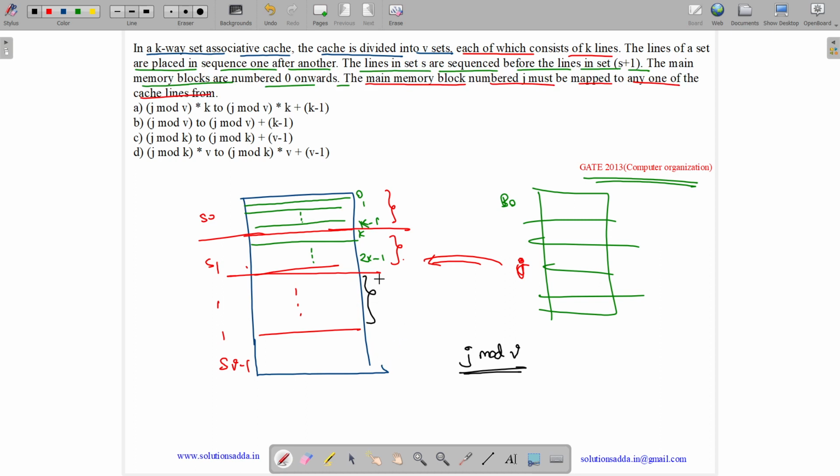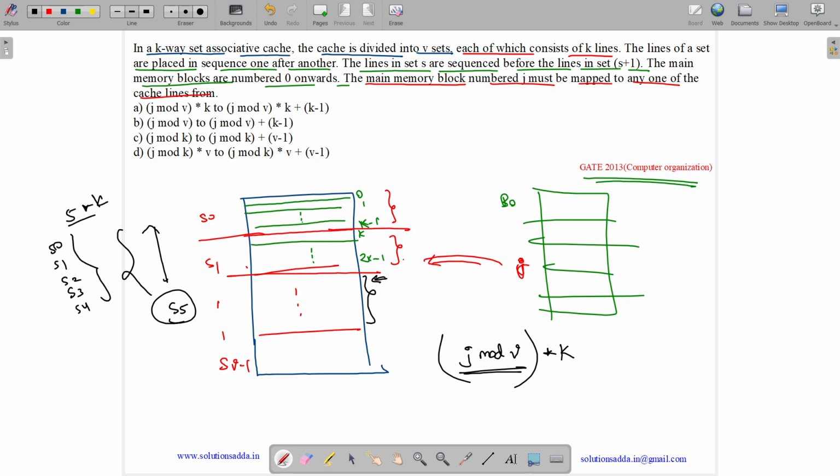Now each set is of size k. So the J mod V set will start from J mod V into k. Let us suppose this is set 5. Then it will have 5 into k lines already present before it, S0, S1, S2, S3, S4, which is 5 sets each of size k, so multiplied by k. And what will be the final line? It will be J mod V into k plus k minus 1. This will be the final one.